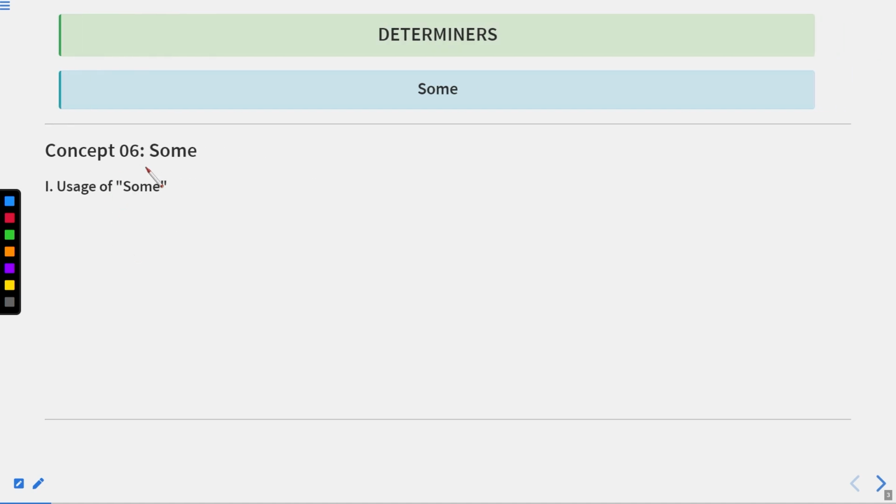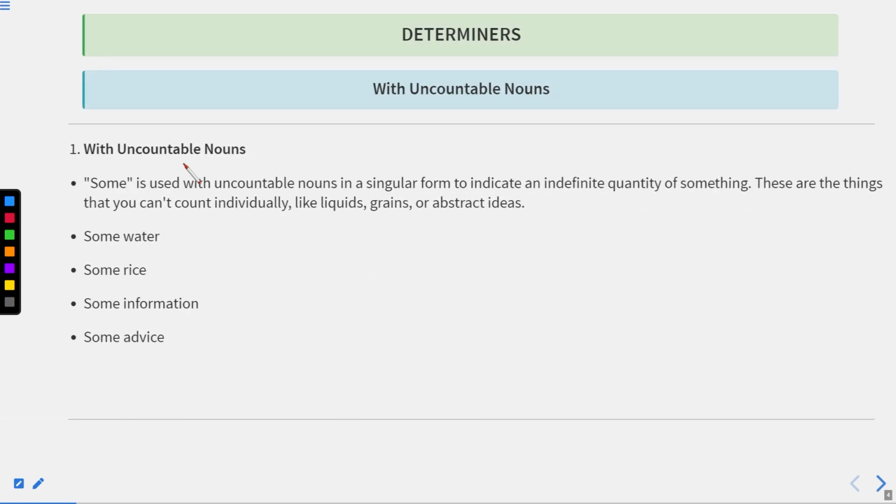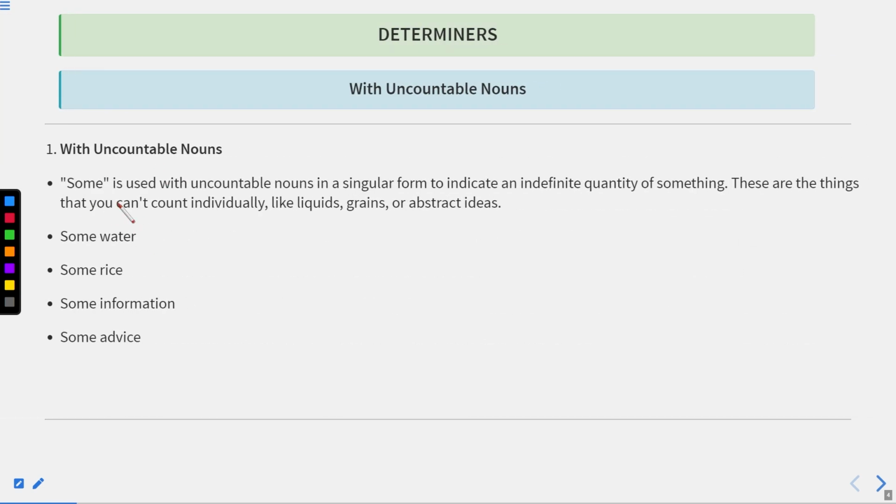First of all, we'll discuss the concept some. Now, first of all, we'll discuss the usage of some. Some means a small number and quantity, or a small quantity of something, or you can say a little quantity of something with uncountable nouns. Now if you find this word some, this can be used with both countable as well as uncountable nouns. So you can use it with both the types of noun, countable and uncountable.